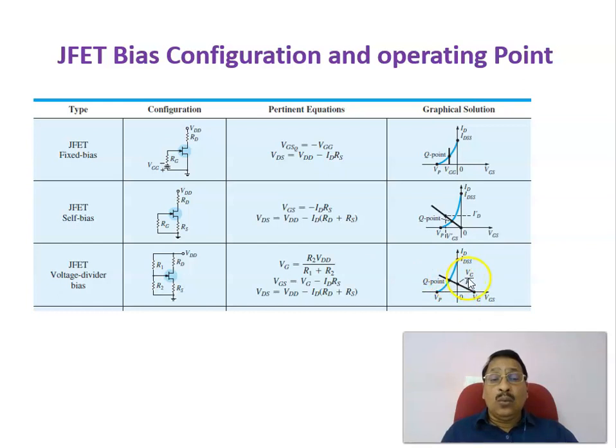Once you calculate IDQ, you have to write the output equation, which is VDD equals ID into RD plus ID into RS plus VDS, or VDSQ, the Q point drain to source voltage, equals VDD minus ID into (RS plus RD). From this equation, you can calculate the drain to source voltage at the operating point. Therefore, these are the three biasing techniques used in the JFET, and this is the way in which you can calculate the operating point corresponding to different biasing lines.